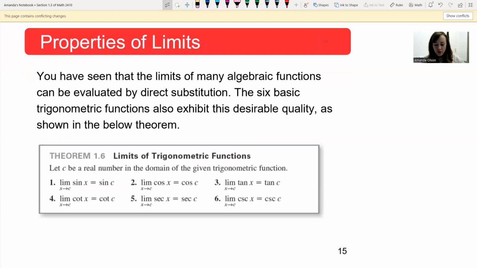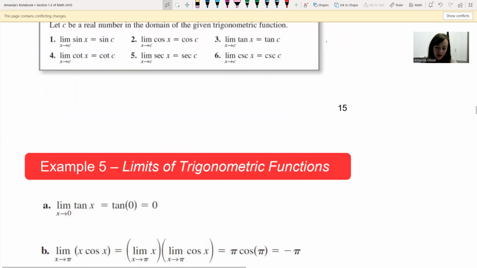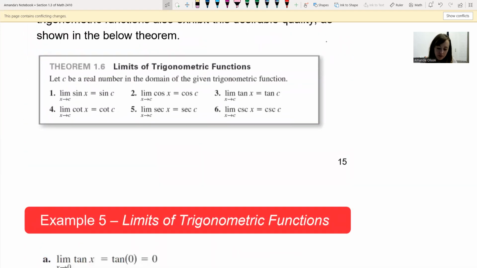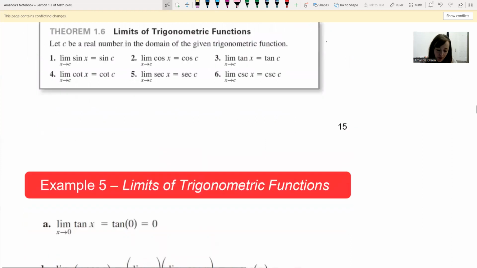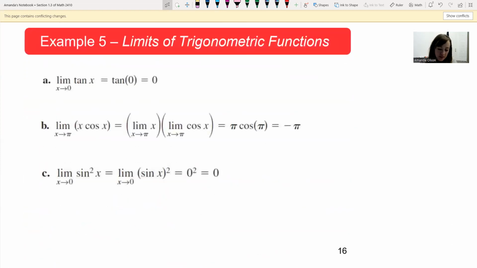Some general theorems for trigonometric functions. If your value of c is defined in your function, then direct substitution is possible for trig functions as well. Trig functions kind of fit the form, and graphically, of a polynomial, so the theorems run similarly. For each one of these examples, you can see we're just directly substituting the limit values in.